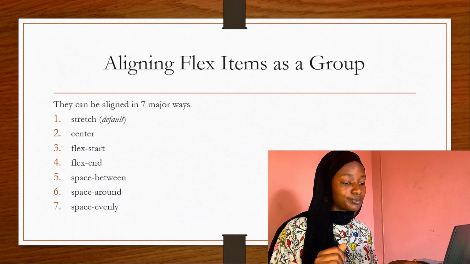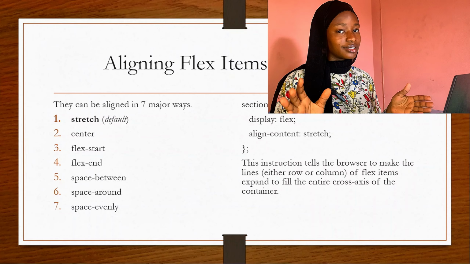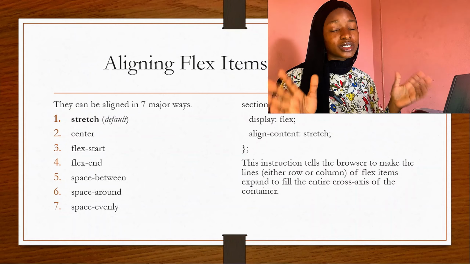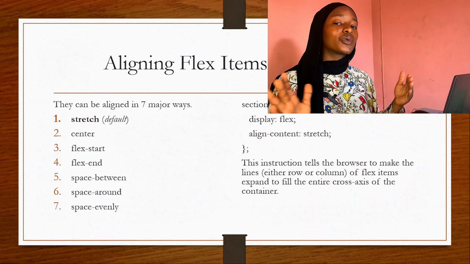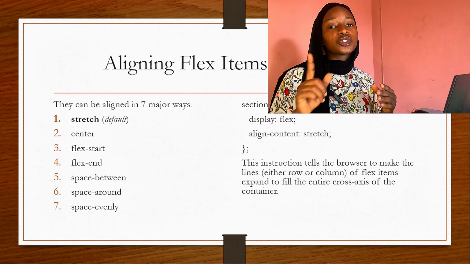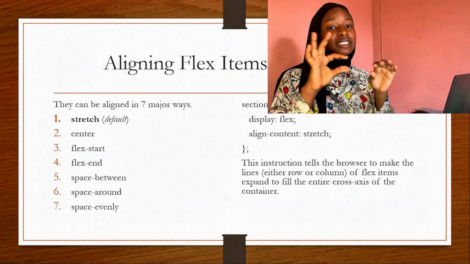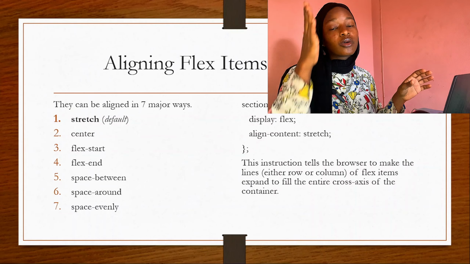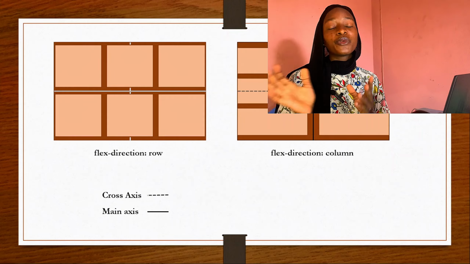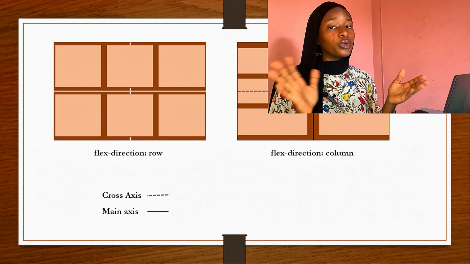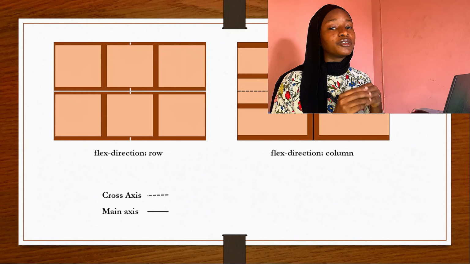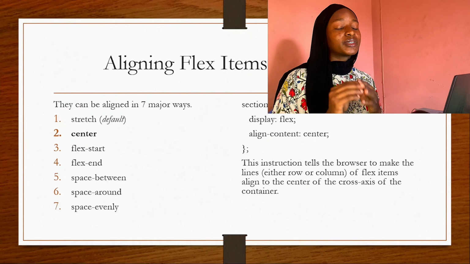So for stretch, this tells the container to make the lines, can you see the difference? The lines of flex items expand to fill the entire cross axis of the container. It also works along the cross axis, but the only difference is it doesn't take just one flex item into consideration. It takes an entire line, or a row or column, of flex items into consideration. So in our previous example, we only had one item in a row and they filled the entire cross axis. But for align content, it's going to take the entire row and make sure they fill up the entire cross axis.